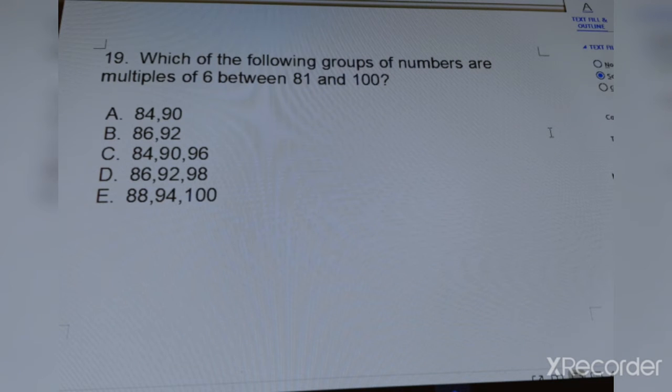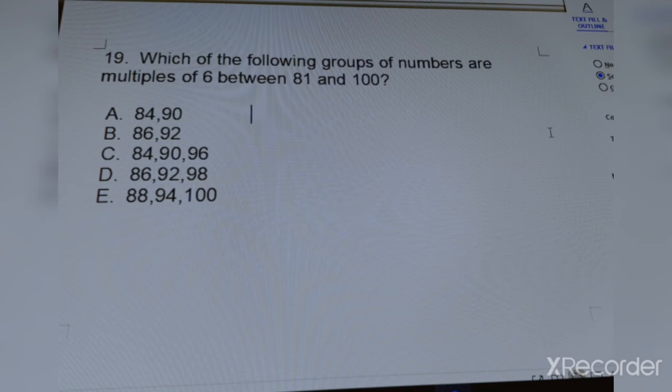A number is divisible by 6 if it is an even number and divisible by 3. How do you know that a number is divisible by 3? If the sum of the digits of that number is divisible by 3. Example for letter A, 84. You add 8 plus 4, so that's 12. So 12 is divisible by 3. And also your 90, 9 plus 0 is 9, divisible by 3. So letter A is divisible by 6.